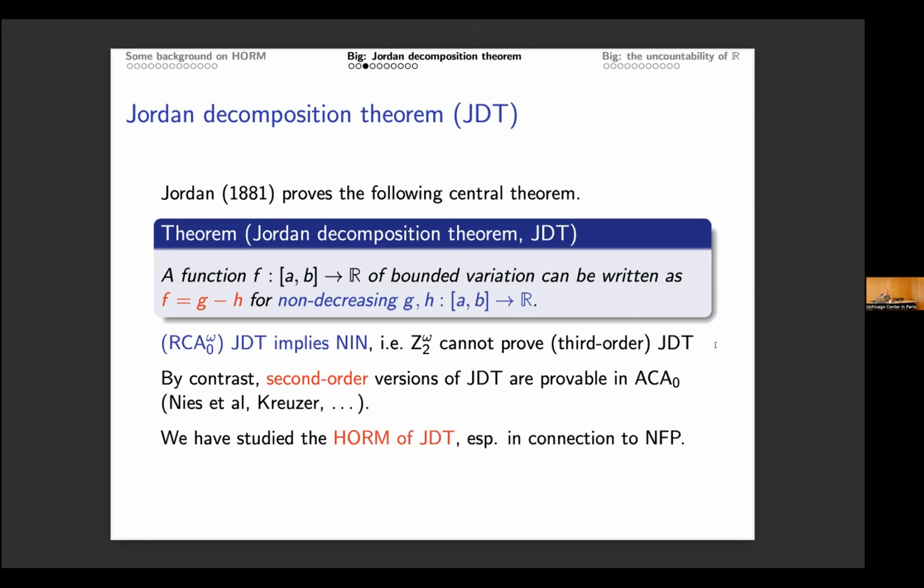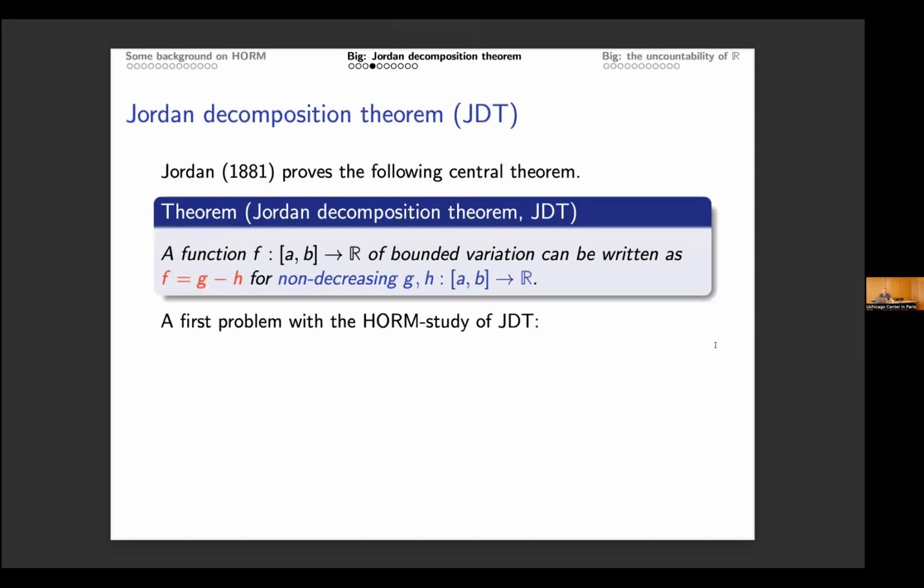So we've studied the higher order reverse math of the Jordan decomposition theorem, and nothing worked. It was frustrating. Like, we have a cool principle, but we can't find any equivalences. Why? Yeah, why exactly? And the reason is, here's our first problem.